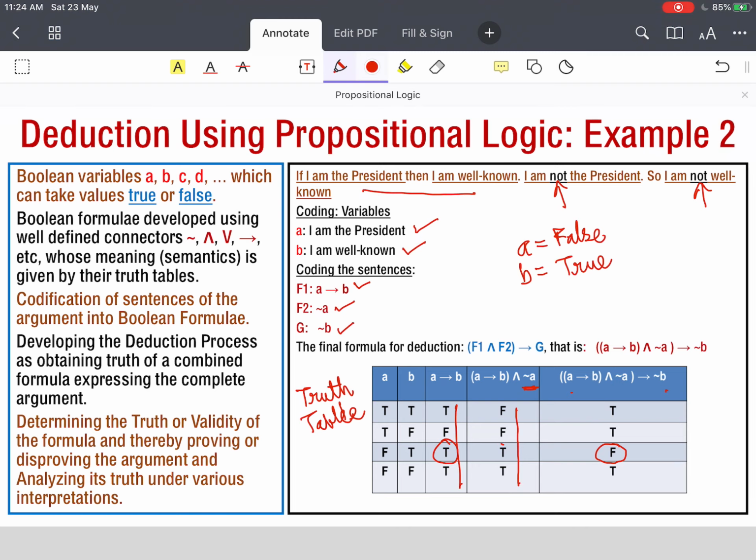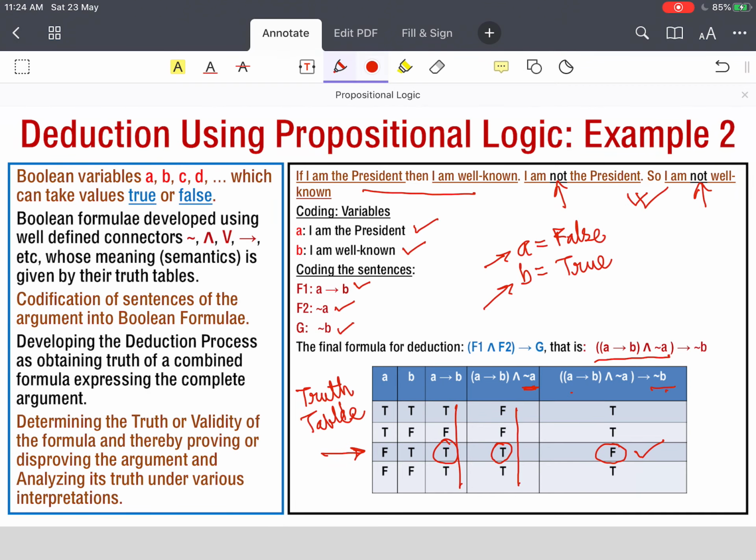If I am the president, then I am well known is true. But, and even the left hand side is true. That means up to here is true. But since A is false and B is true, therefore not B is false. Therefore this formula is false under this interpretation. And therefore we cannot always conclude that this overall argument is correct.